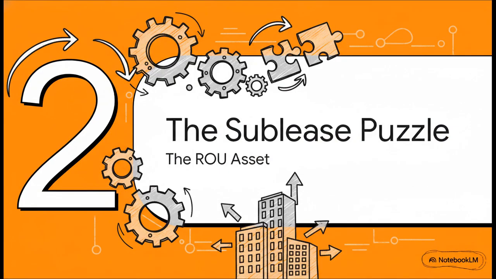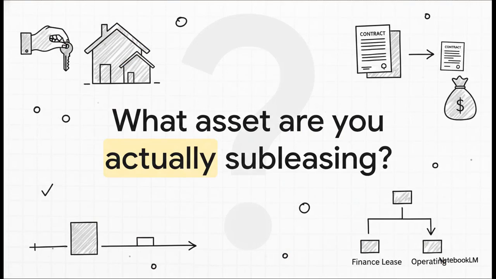So that covers what happens when you change a lease. But what if you decide to lease out that space to somebody else? Well, this brings us to the sublease puzzle. And to solve it, you basically have to rewire your brain about what an asset actually is. Okay, so you're a lessee and you decide to sublease a property to another company. You have to classify that sublease. But before you can even think about doing that, you have to correctly answer this one very fundamental question.